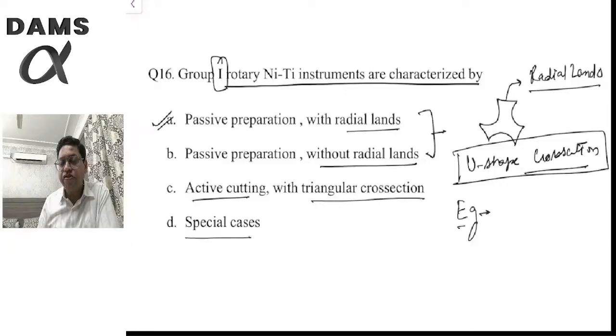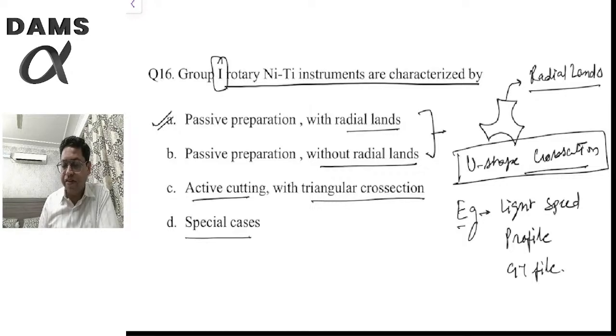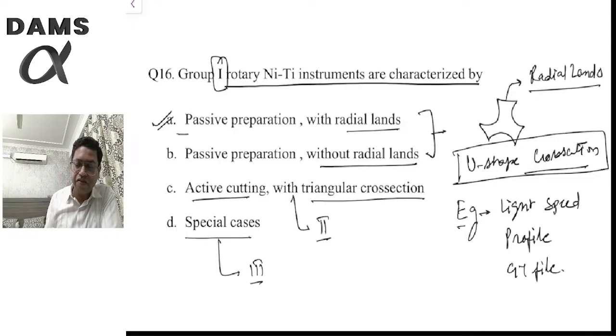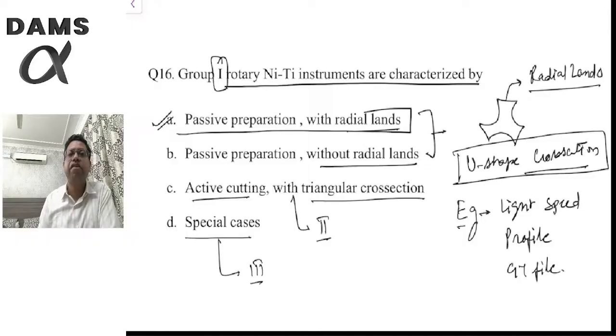Examples of first generation or group 1 rotary nickel titanium instruments are Lightspeed, ProFile, and GT file. Three prominent examples of first generation. Active cutting with triangular cross section are second generation, group 2. Special cases are 3, 4, and 5. So the question is asking about this. They would be passive preparation with radial lands. Option A is the answer here.